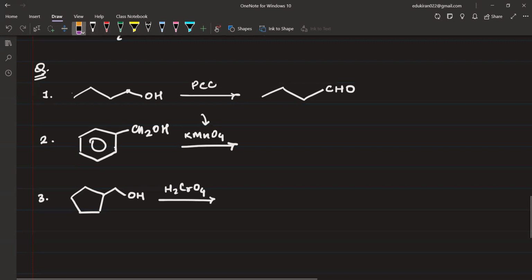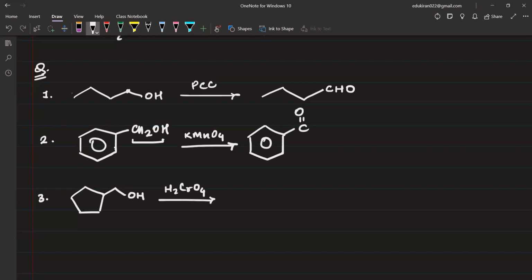Strong or weak? KMnO4. Strong. So, CH2OH will get converted to what we will make? Tell me. Yeah, C double bond O and OH. Right? Yes, sir. Okay. And same thing for here. This is also 1 degree. Yes, sir. This is B. So here you can directly write COOH. Hai na? Yes, sir.